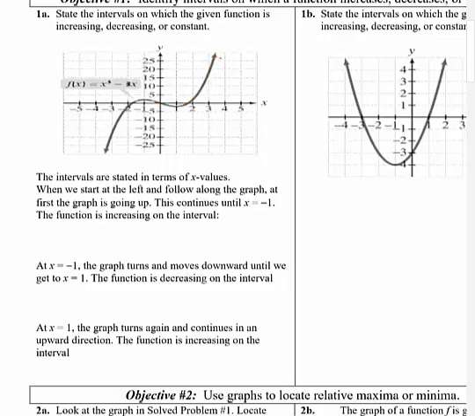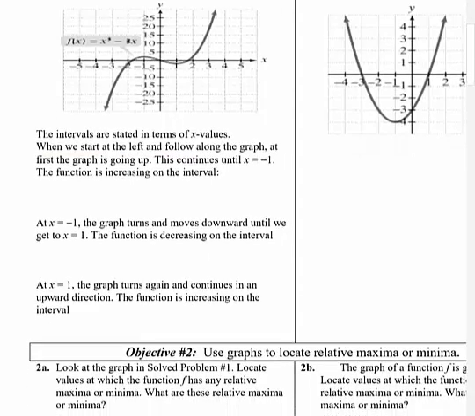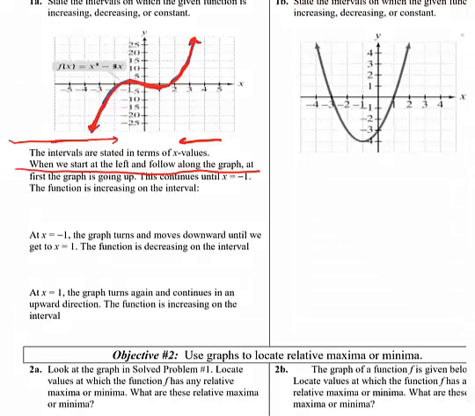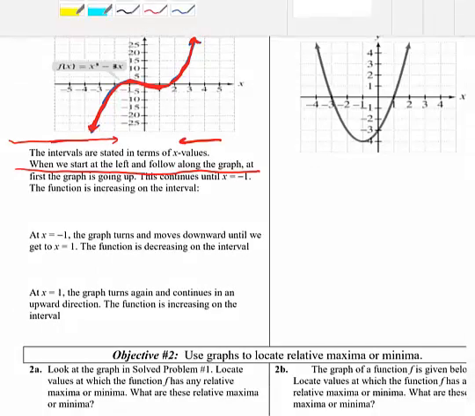So that's true. But then I think if I remember right, in Japan they read from right to left. So then it'd be the opposite. It would look like it was decreasing until it gets to here, and then it looks like it's increasing until it gets to here, and then it looks like it's decreasing, which is the opposite of what we just said. So what we want to keep in mind is, like it says here, when we start at the left and follow along the graph, at first the graph is going up. But we always read these graphs from left to right. So if you're looking from right to left, you're doing it wrong.